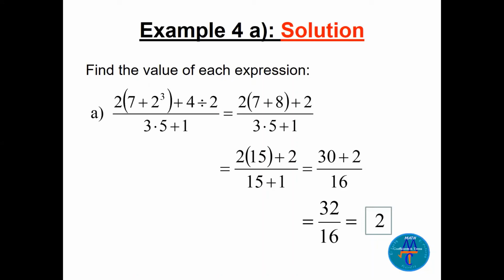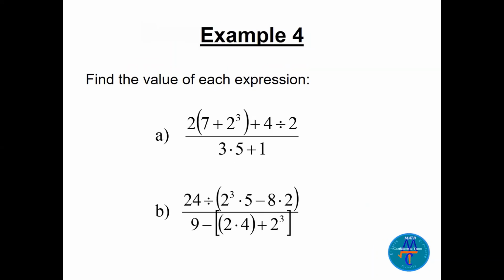Then there is a multiplication, you see. 2 times the 15 is 30, plus 2. Down, I have multiplication, so I multiply first, plus 1. 32 over 16 is 2. It's not difficult. There's a challenging question after a few minutes.